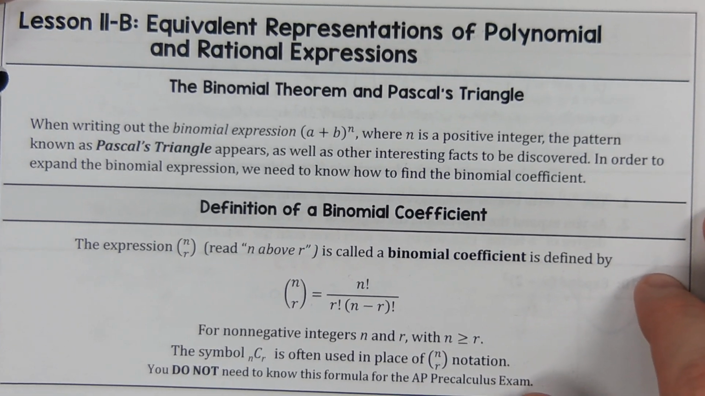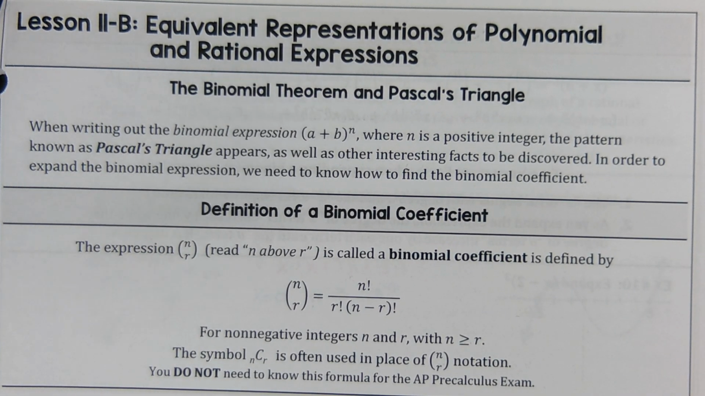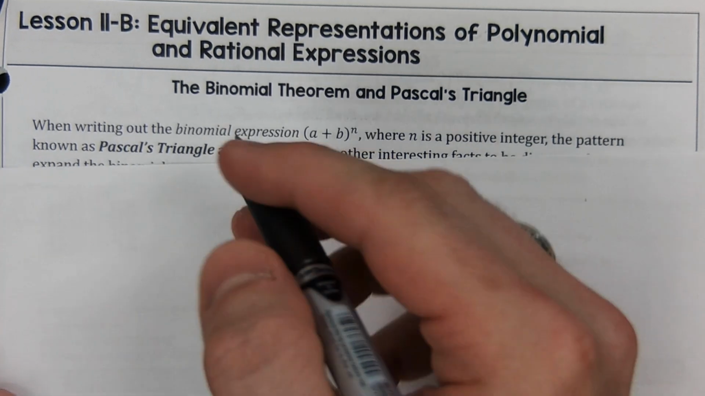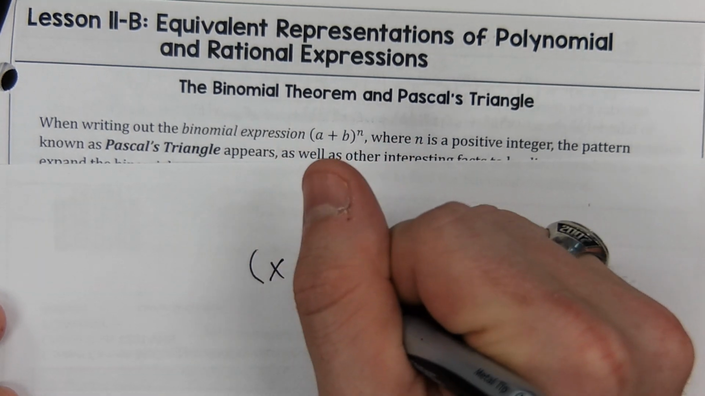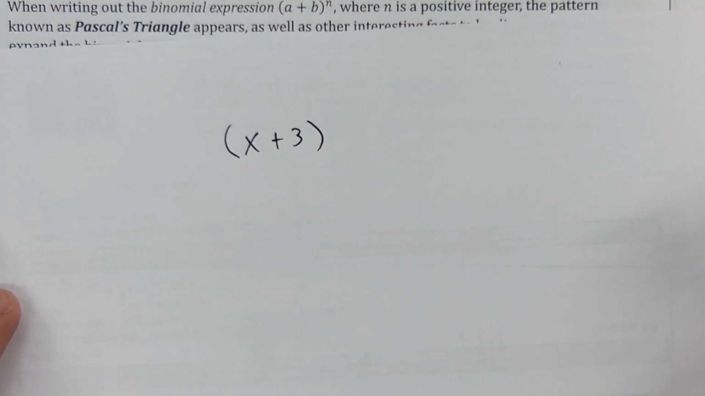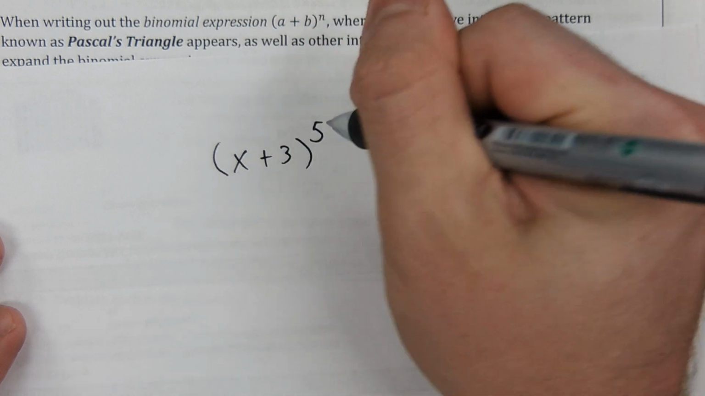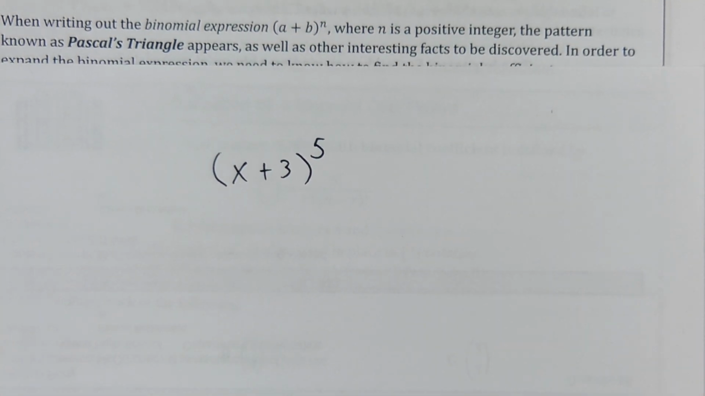1.11b is essentially about binomial expansion. What is binomial expansion? Binomial expansion is taking any binomial, which is made up of two terms like this, and then raising it to some power, like this. Now, could you FOIL this out 5 times? You sure could. But it would be terrible.